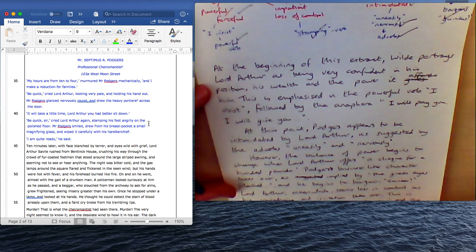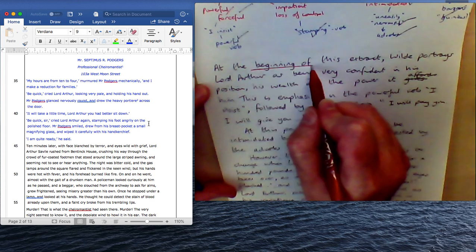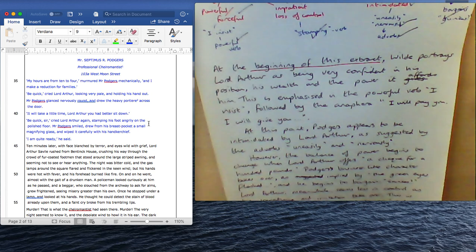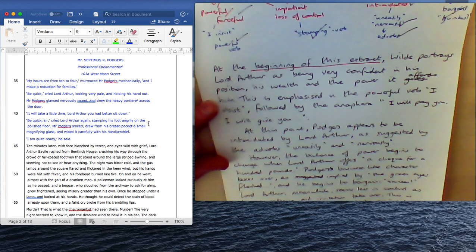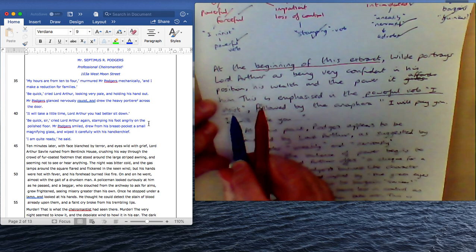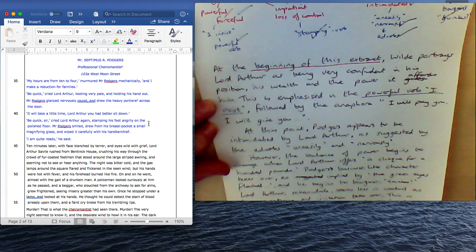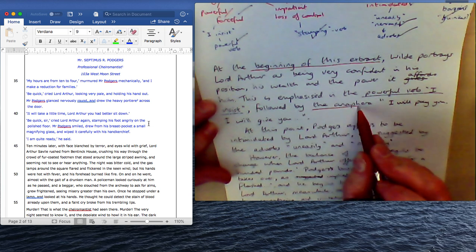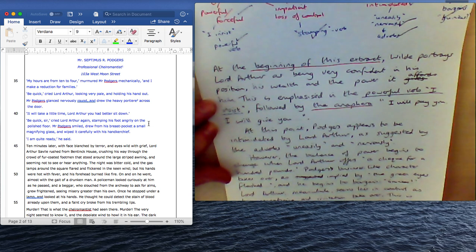So at the beginning of this extract, that tells us a structural point because it's establishing the mood at the beginning. So Wilde portrays Lord Arthur as being very confident in his position, his wealth, and the power it affords him. This is emphasized in the powerful verb, and there's our language analysis, I'm going to underline in blue, "I insist," followed by the anaphora. Now that, yes, is terminology, but anaphora is a structural point. It's the repetition of a particular phrase. So I'm going to underline that in red.